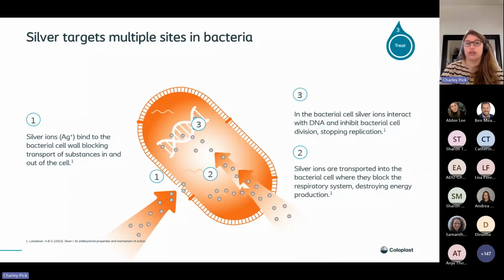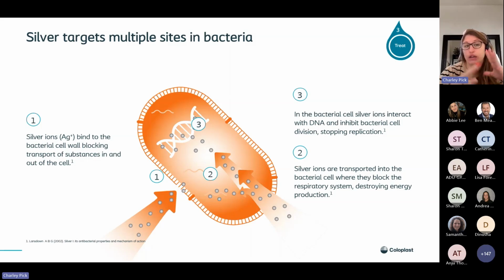And how does it work? So silver targets multiple sites in that bacteria. So what it does is it binds to that bacteria cell wall, blocking transport of substances in and out of that cell. So it engulfs that cell, it blocks it. Nothing can come in, nothing can come out. And then the silver ions are transported into that bacterial cell, where they block that respiratory system.